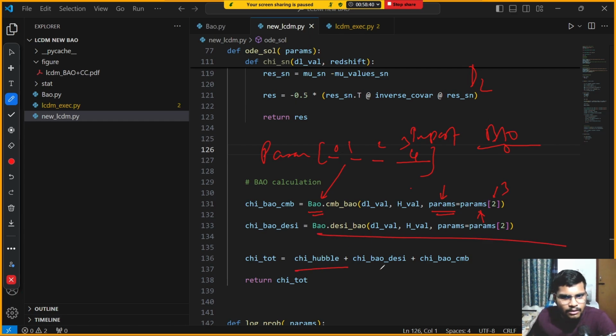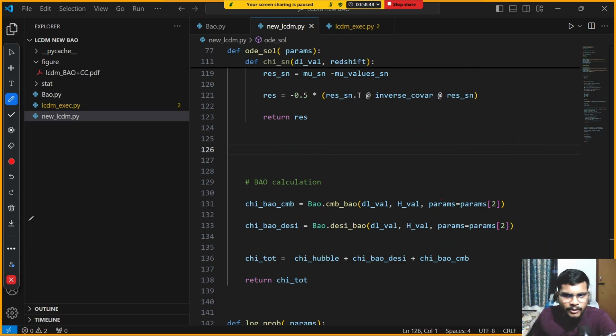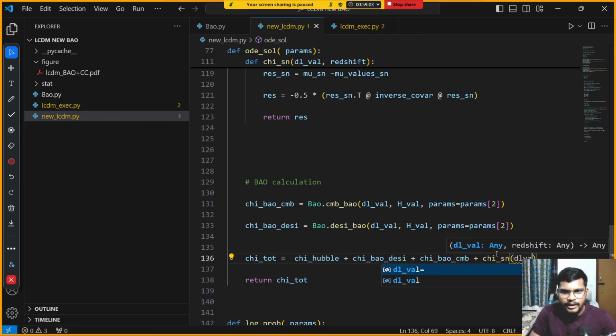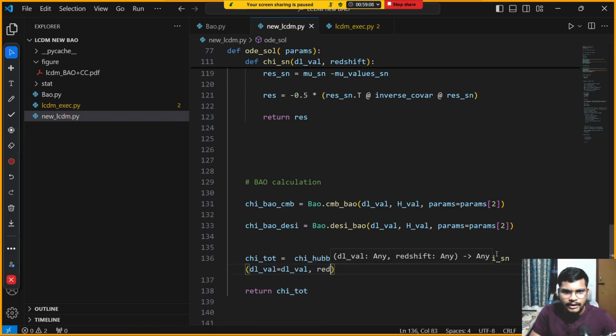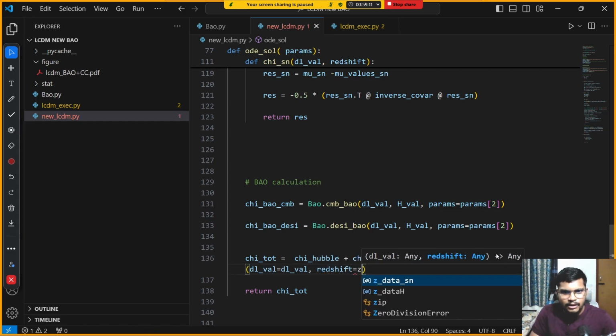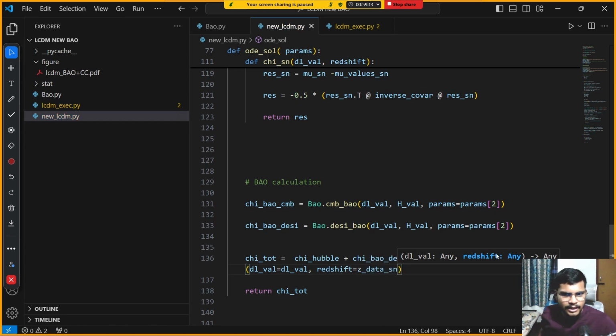Similarly, I am just importing this one. Chi total would be chi Hubble, chi BAO DESI, chi BAO CMB plus chi SN, right? I have also incorporated the DESI result. This is supernova. If you understand this one, I don't think I need to give you more. So how can I compute SN also? I will write over here chi SN, and then this will be DL well, so DL well is equal to the DL well value. You can just compute it, and redshift is equal to what I have imported, the SN data, from observations. That's all.